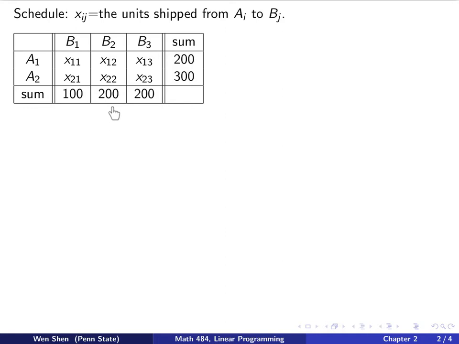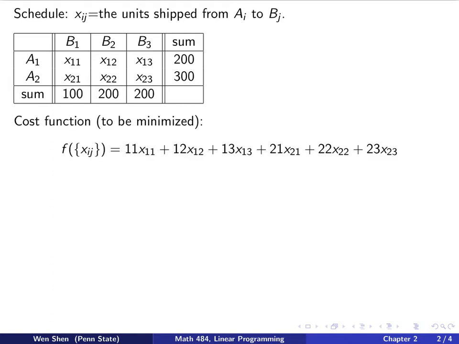And to B2, I need to ship 200 units, and to B3, I need to ship 200 units. And these will be our constraints. Let's take a closer look at that. Okay, so the variables are... the cost function, which will be minimized. So the cost function, we call it f, will depend on all these xi's.